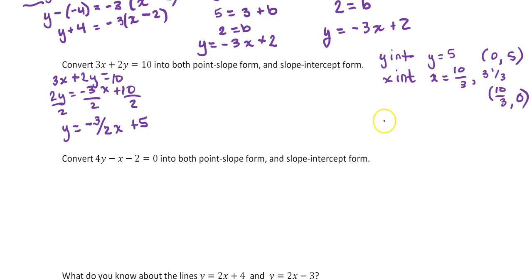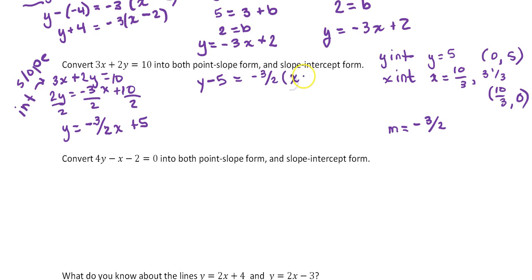I have a slope of negative 3 over 2. All right, so this is my slope-intercept form. So now I'm going to do the point-slope form, which says y minus 5 equals negative 3 over 2 times the quantity of x minus 0. And that's as far as we need to go for the point slope. That's it.